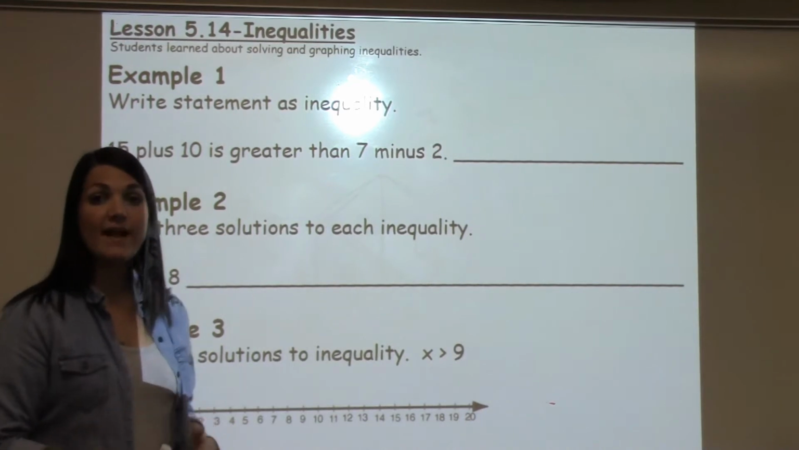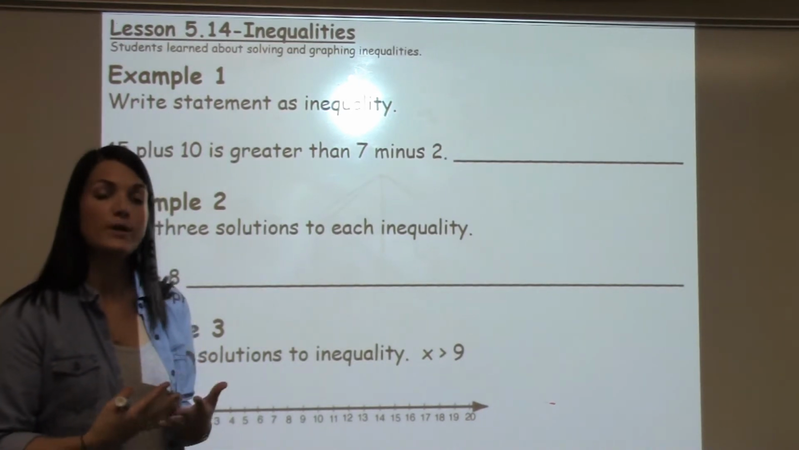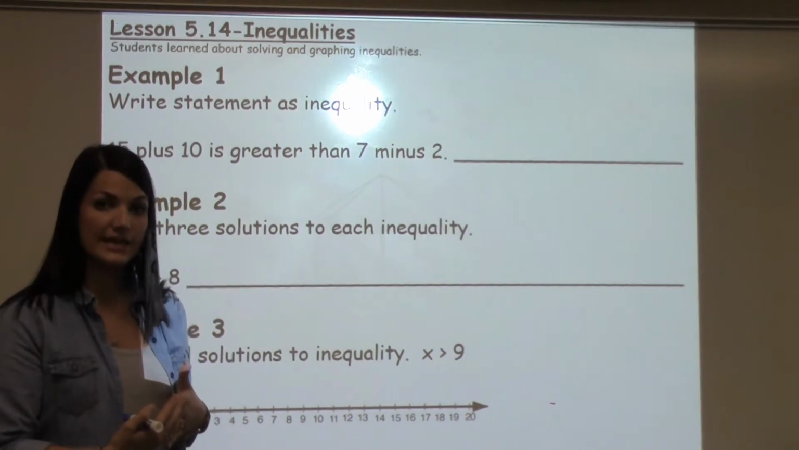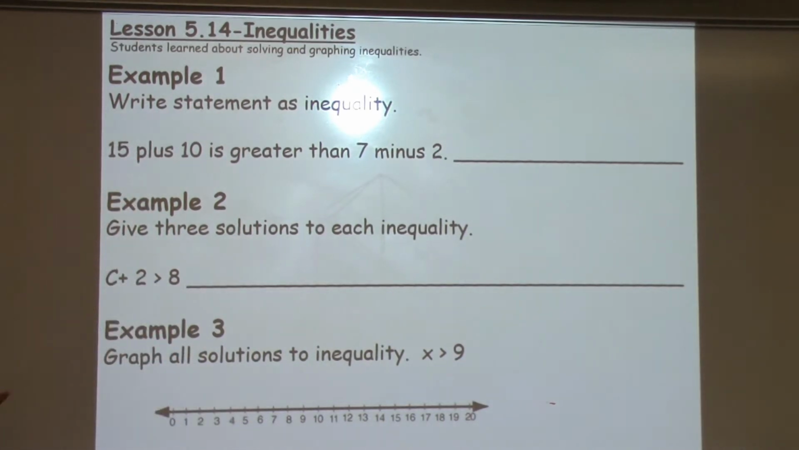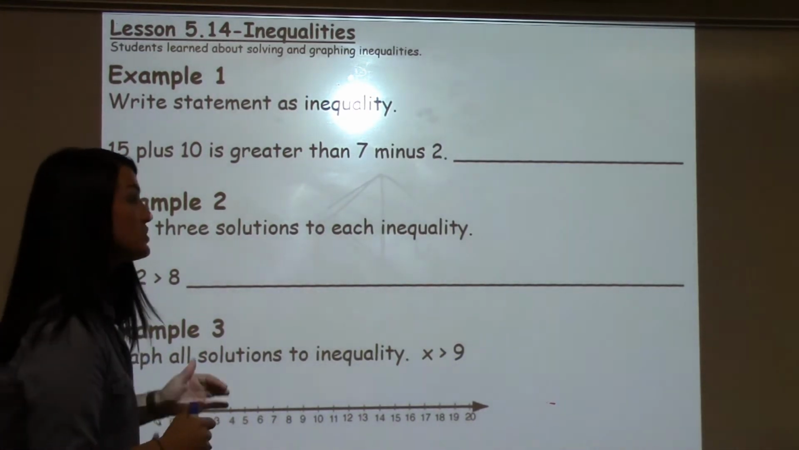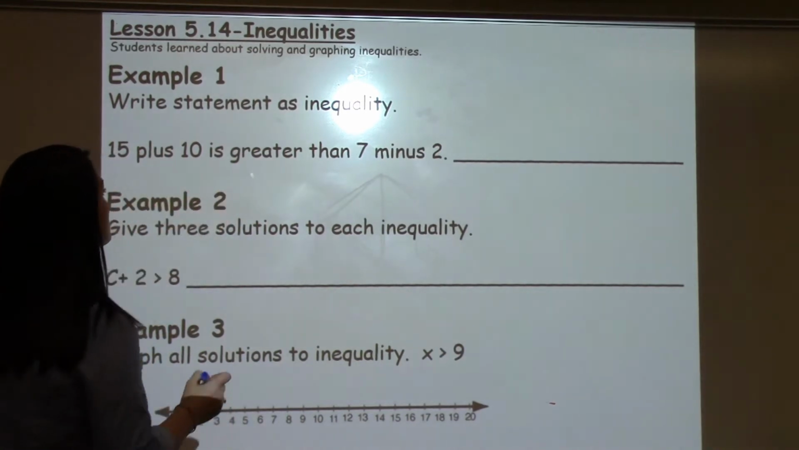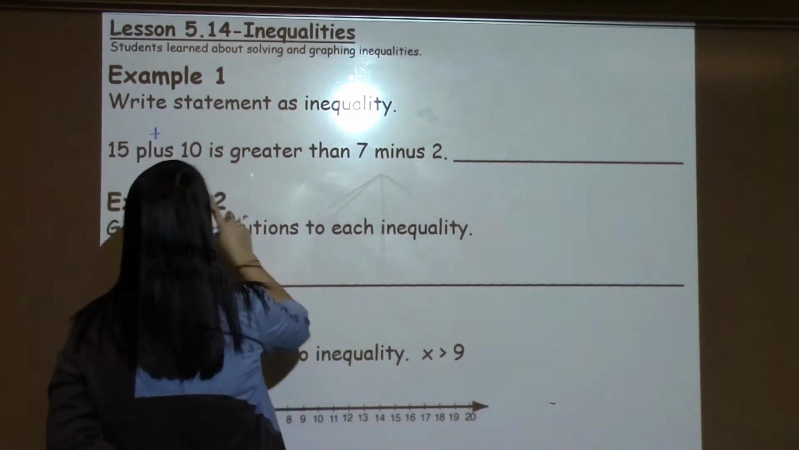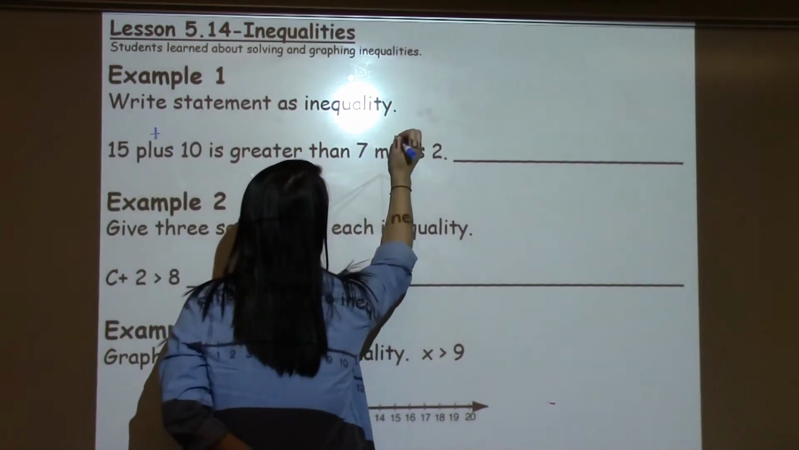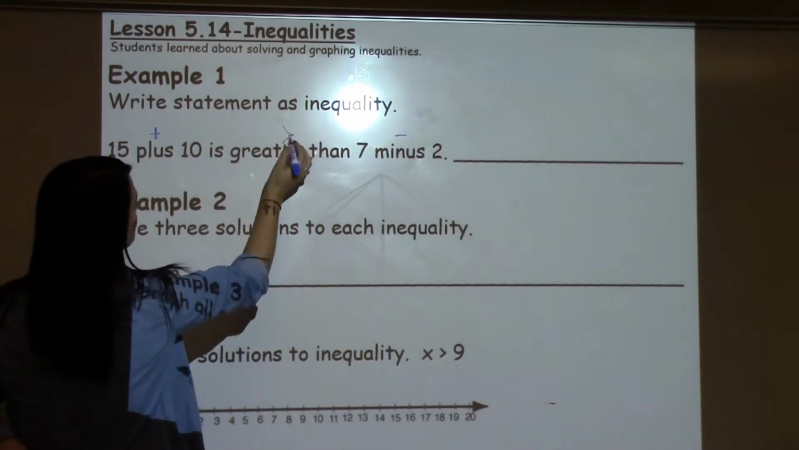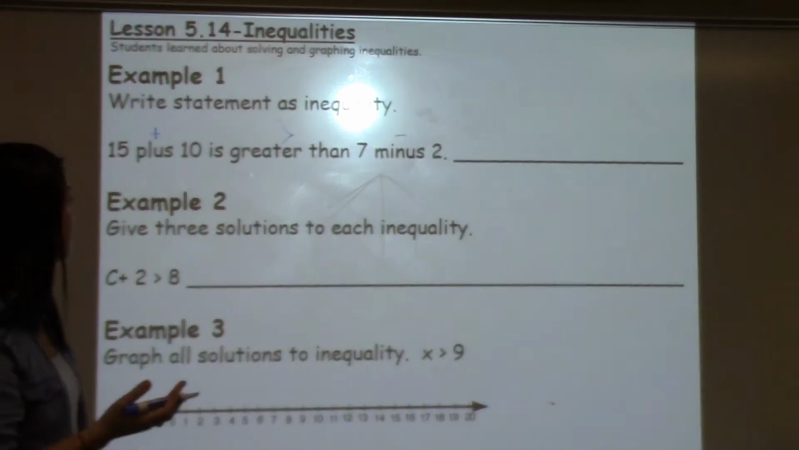So we're going to be talking a lot about greater than, less than, greater than or equal to, less than or equal to, because that shows that they're not exactly equal. They are greater than or less than. So this first example says 15 plus 10 is greater than 7 minus 2. This has a lot of things in word form, and we simply want the student to write that as an inequality. So I'm going to go through and place the signs that I know I'm going to use in my equation as I write it across.